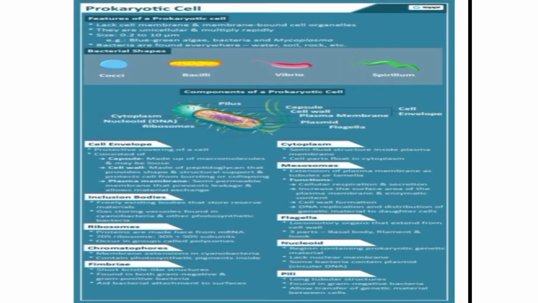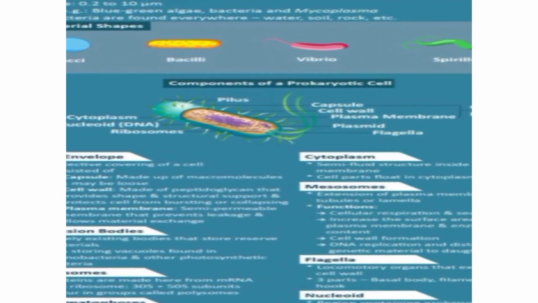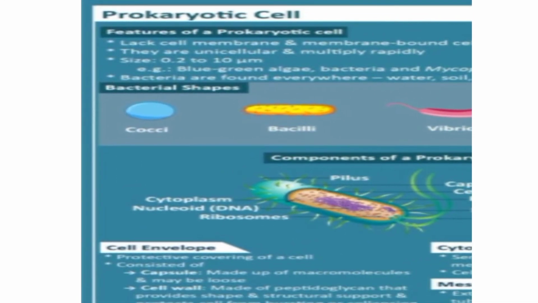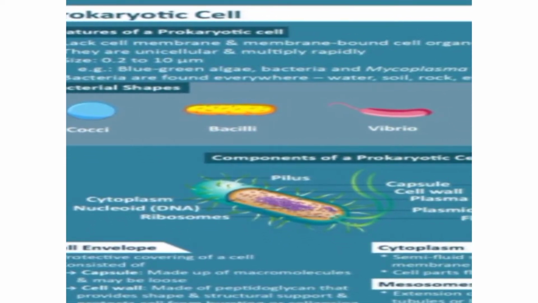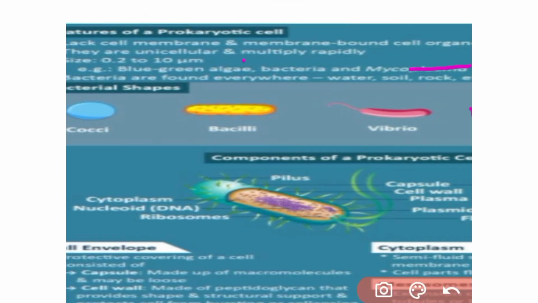Then coming to the features of the prokaryotic cell: lack of a nuclear membrane and membrane-bound cell organelles. They are unicellular and multiply rapidly, that means from 1 to 2. Then here in this way they can divide. Size is 0.2 to 10 micrometers.